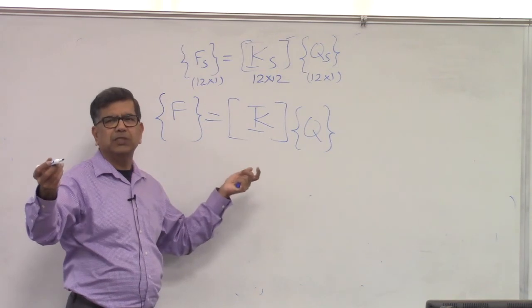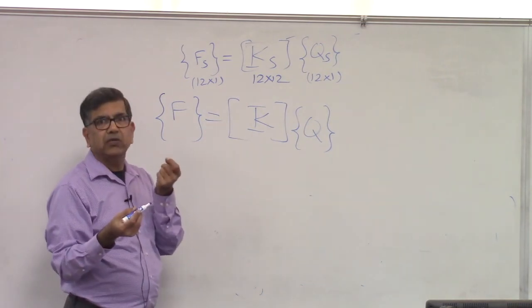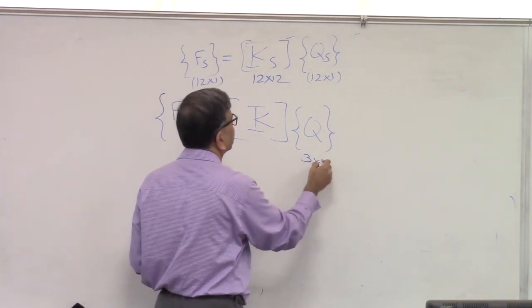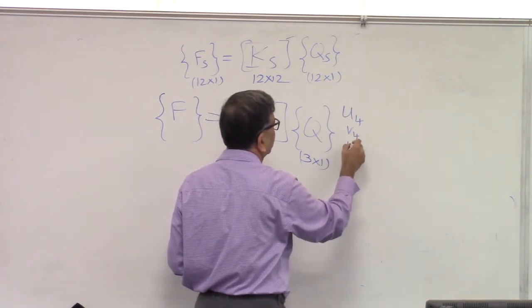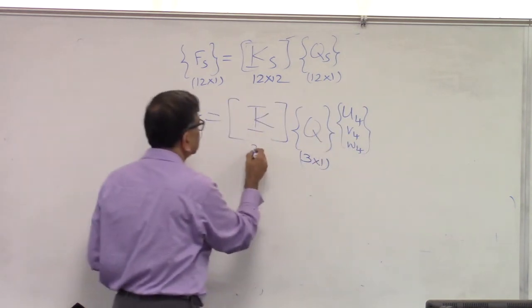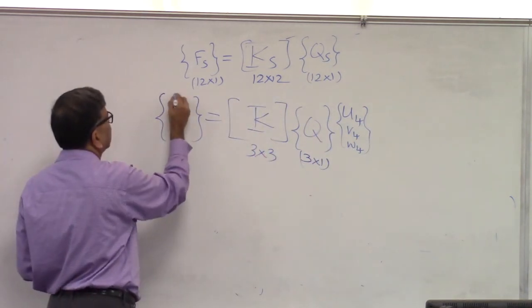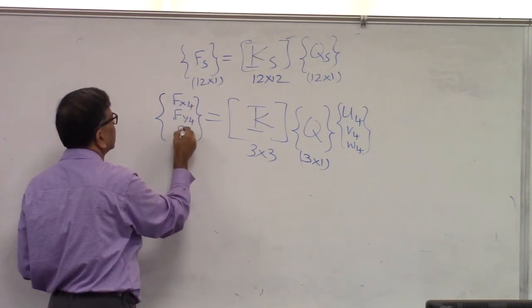Who cares if you make a mistake, you know? Three. There is only one node that is active, and it has 3 degrees of freedom. So there are only 3 degrees of freedom. That is going to be U4, V4, W4. And then this will be a 3x3 matrix. There are only 3 forces you can apply, Fx4, Fy4, Fz4.